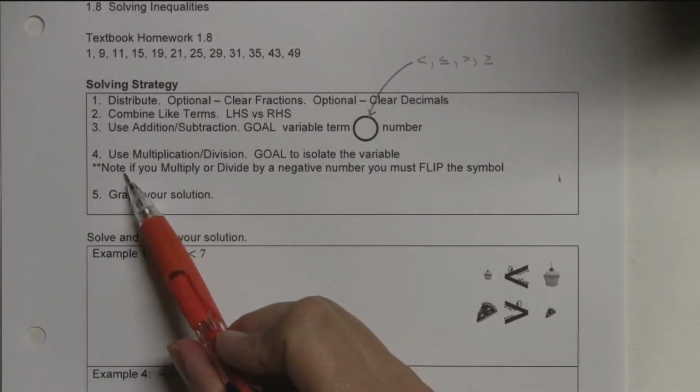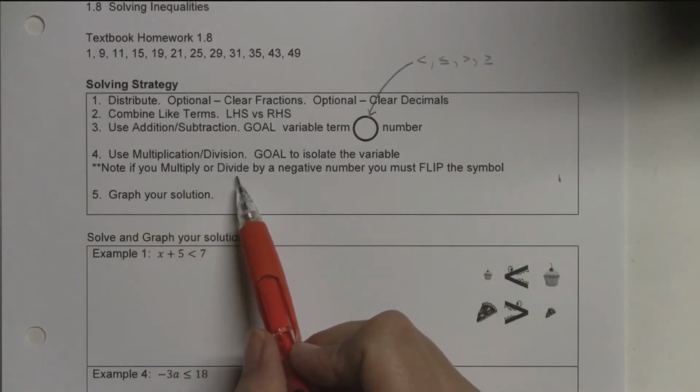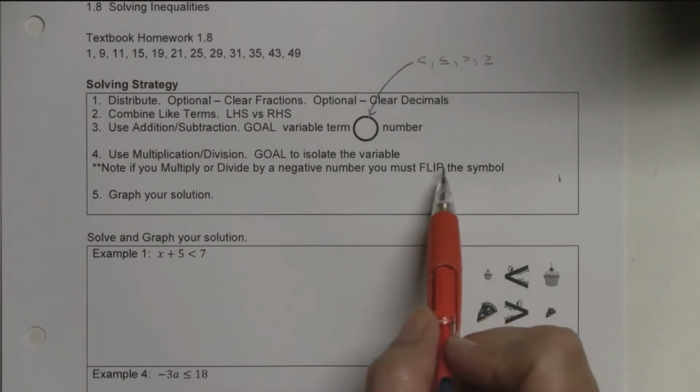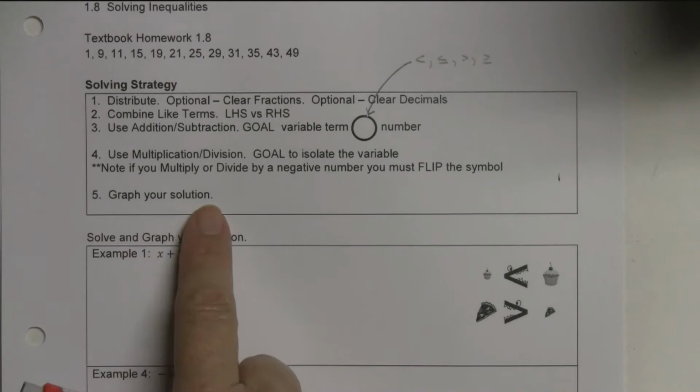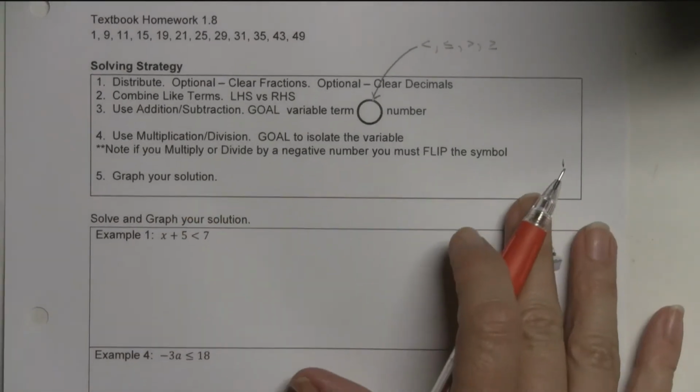And I just make the note that when you multiply or divide by a negative number, you must flip the inequality symbol. And we'll be looking at why that is in class. And then you need to graph your solution on a number line. And so we'll practice doing that.